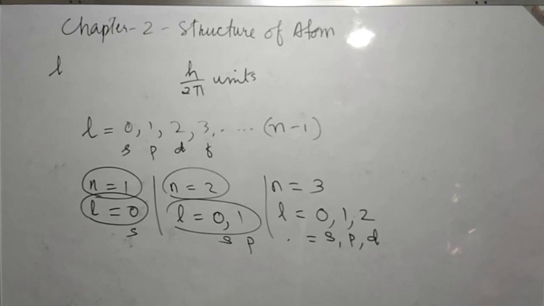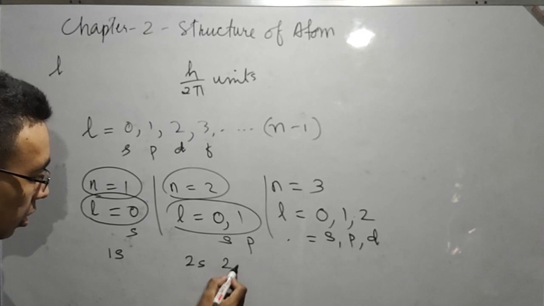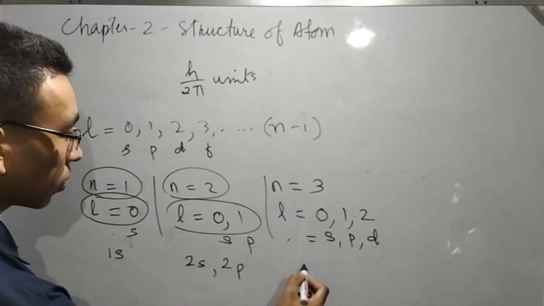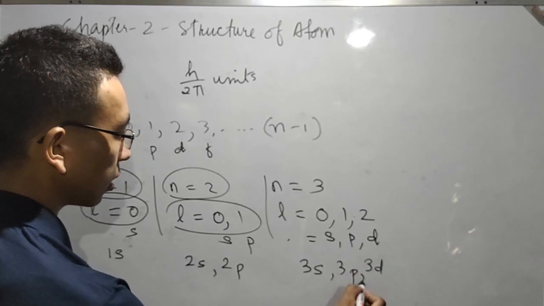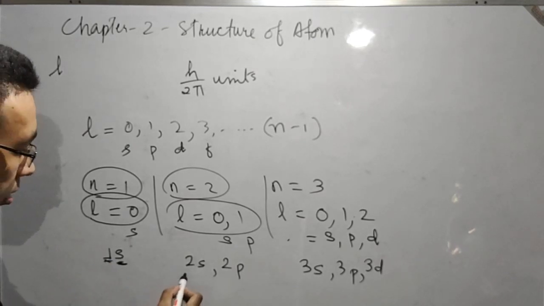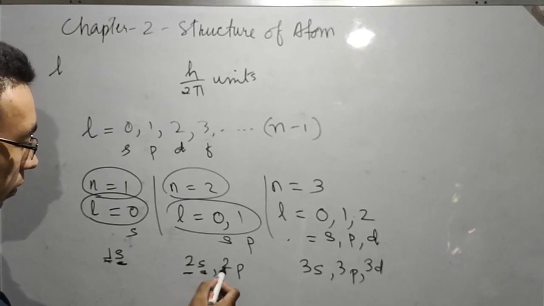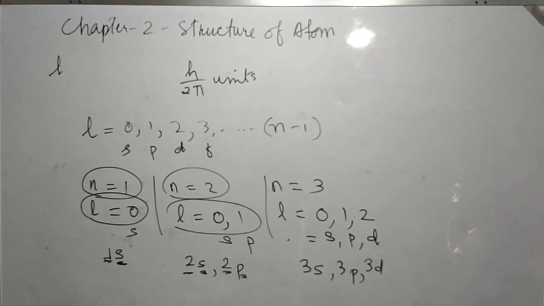Now see, this one we write as 1s, this one we will write as 2s as well as 2p, and this one we shall write 3s, 3p and 3d. Here the number refers to the shell, so first shell and the subshell or orbital is s. This one, second shell, s orbital, second shell, p orbital, and so on.